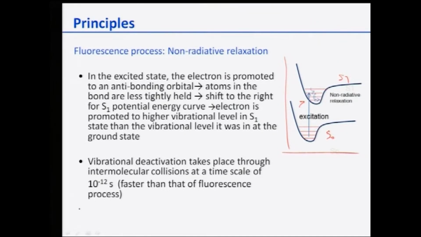Now, vibrational deactivation or non-radiative relaxation can take place through intermolecular collision on a time scale much faster than a nanosecond, at 10 to the minus 12 second, which is faster than the fluorescence process, and that is what is called non-radiative relaxation. Here collision can take place intermolecularly, and the electron can come from a high energy state to the low energy states. That is what I am saying. So, that is what is shown here.